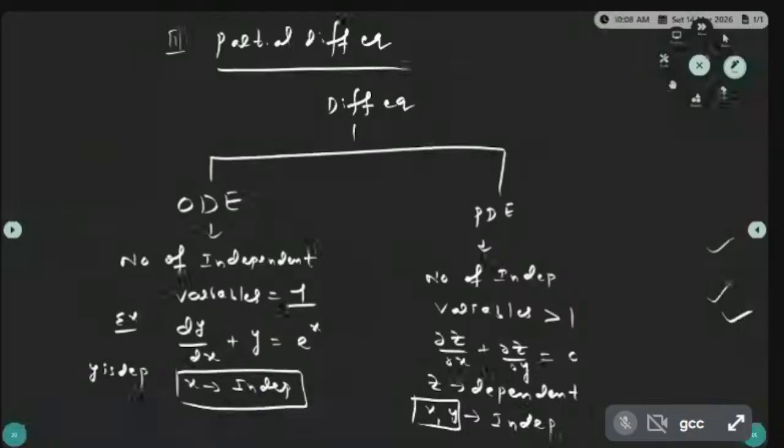What is the dependent variable, dear students? In the PDE, partial differential equation, what is the dependent in the second one?